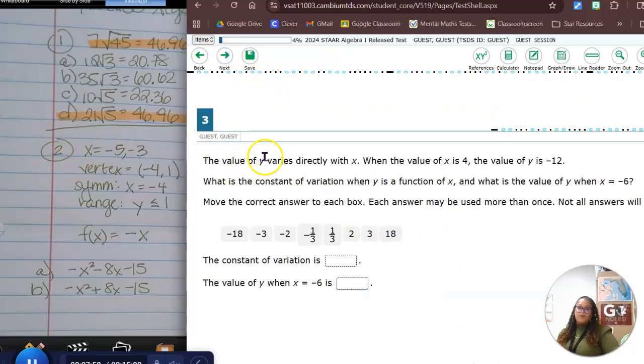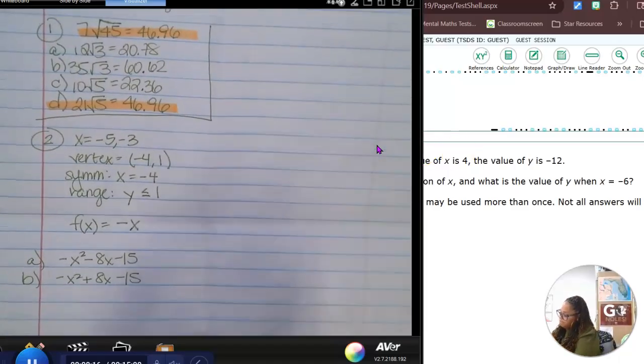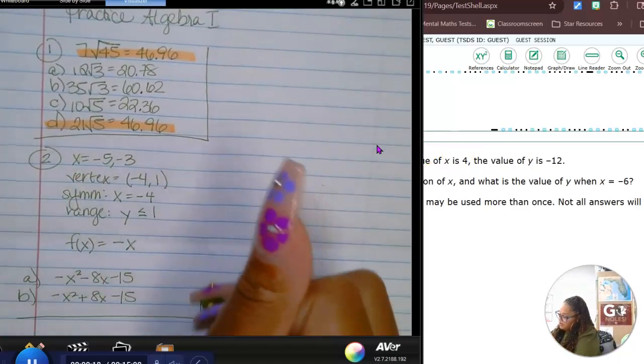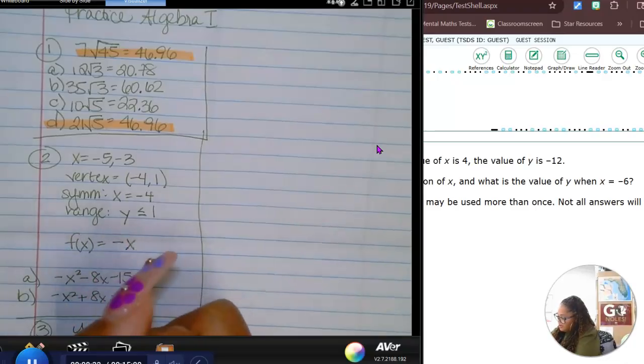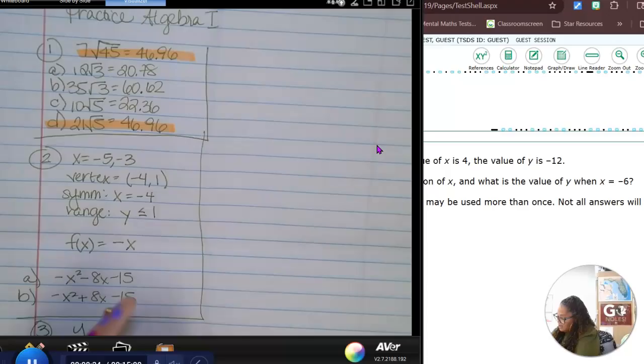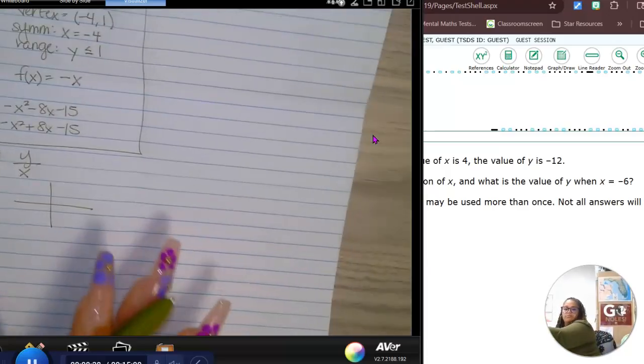Okay, it says the value of y varies directly with x. That's proportional, or a proportion. Immediately when I see varies directly, that means y over x equals y over x equals y over x, whatever the y's are and whatever the x's are, because they're variables and they change. So, let's partition off number 2. Number 3, y over x. I need to make a proportion.